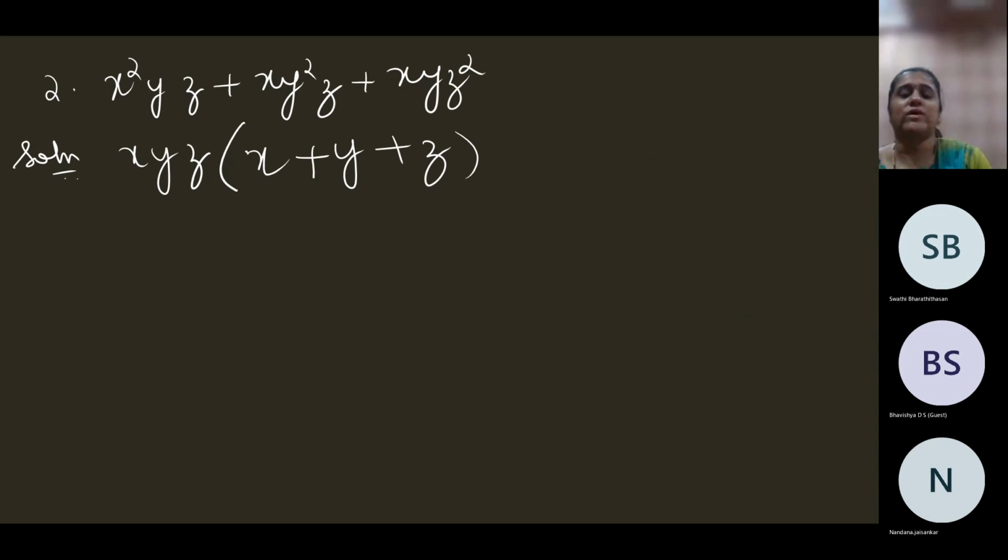Factorized: X into Y into Z into X plus Y plus Z. See the answer, it's a product of the factors. The given expression is X square YZ plus XY square Z plus XYZ square. And when we factorize it, you can see the factors: X into Y into Z into X plus Y plus Z. X plus Y plus Z is one factor.